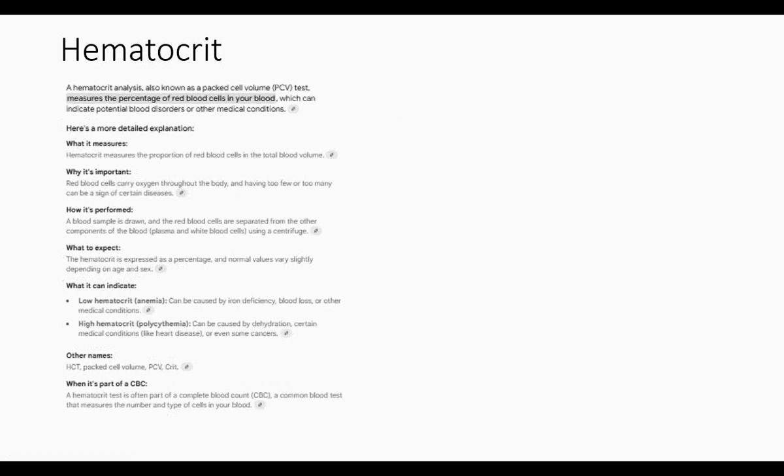So hematocrit analysis is also known as a packed cell volume, PCV, test. What it measures: the proportion of red blood cells in the total blood volume. How it's performed: a blood sample is drawn and the red blood cells are separated from the other components of the blood. What it indicates: low suggests anemia, high hematocrit, and so on.